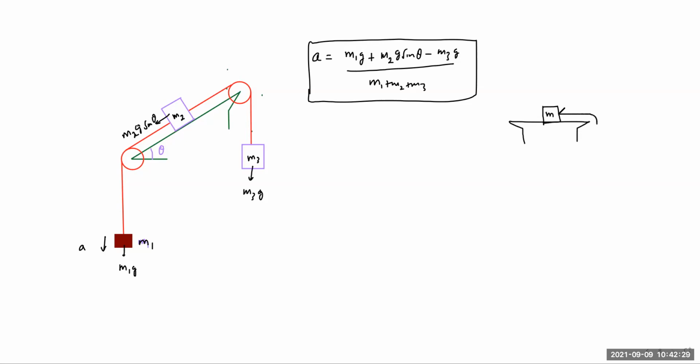M, M1. So what is the acceleration? Let's say this goes this way. What is the acceleration? Sir, it's M2G plus Mg minus M1G divided by M plus M1 plus M2.